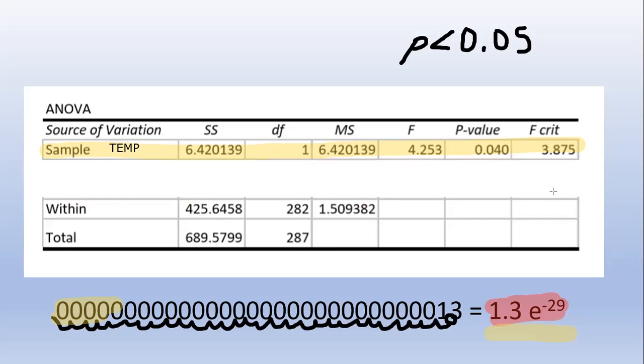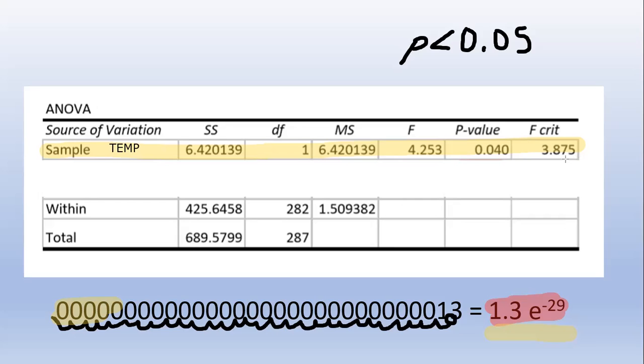It would tell us about temperature. We had warm and cold, 2 groups. Degrees of freedom is always the number of groups minus 1. So that's why we got the 1 right here. These values are all the same. And then this is the F value that we get, and we would compare it to the F critical. That's if we only did that.